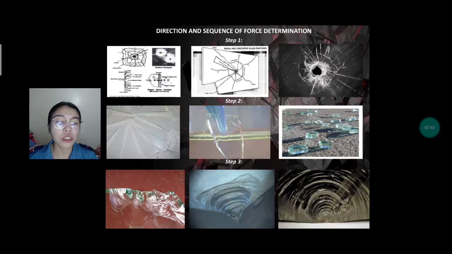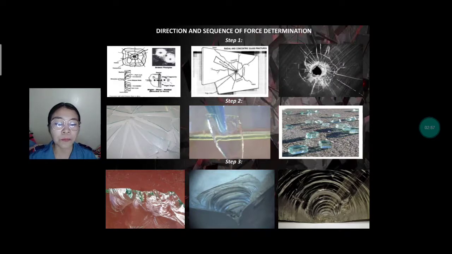Step 2, figure out which side of the fragment was facing in and which side is facing out. So, titignan natin dito sa step 2 kung ano yung side na nakaharap at kung ano yung side na nakadikit sa surface or yung nakatalikod.